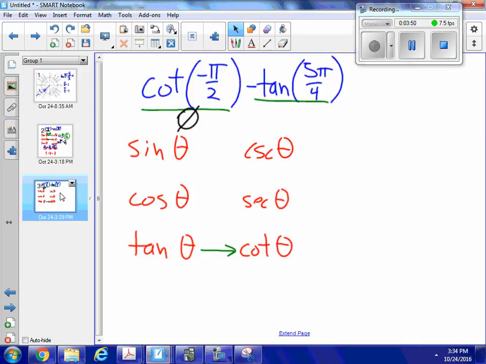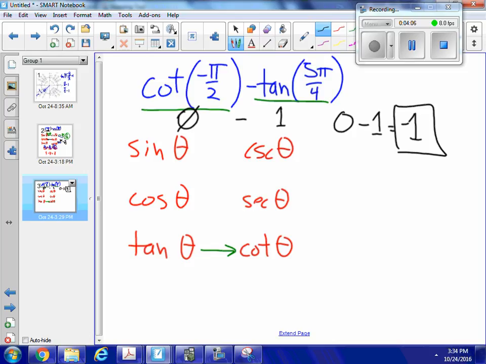I'm going to go back to my problem, and it says this part is equal to 1. So now I have a very simple problem. 0 minus 1. Well, 0 minus 1 is equal to negative 1. And that's the answer of this problem.